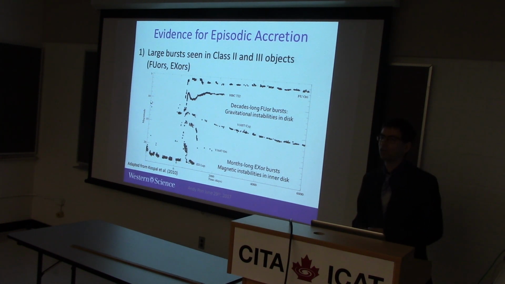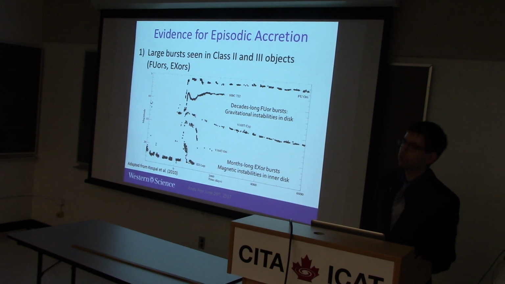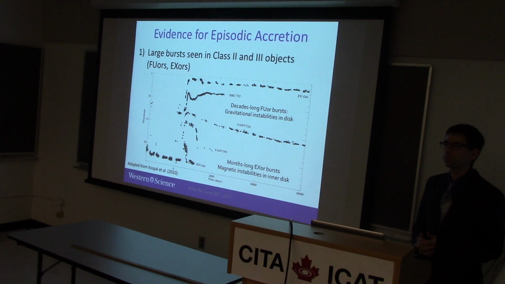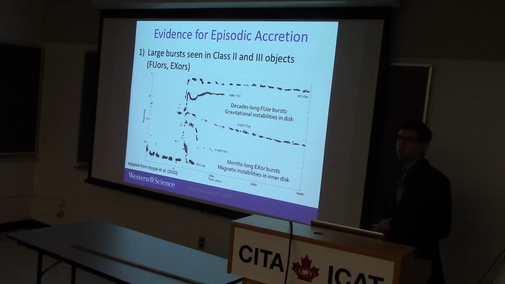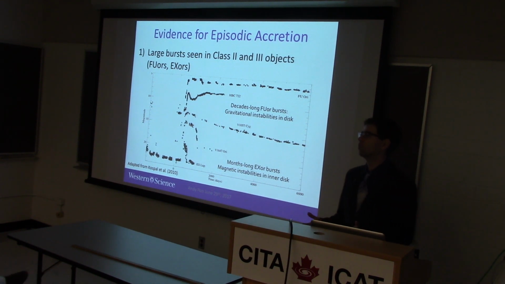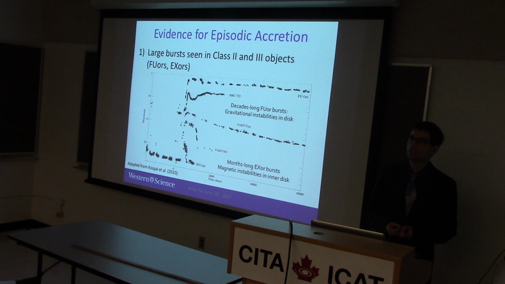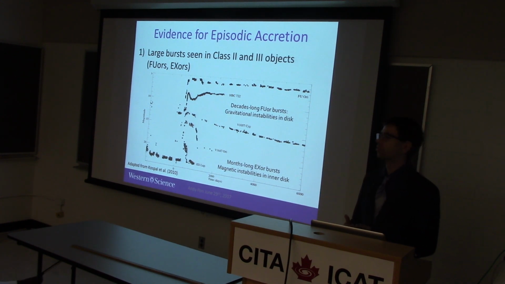For the shorter time scales, it probably has something to do with more the inner disks, so potentially magnetic instabilities for those objects. However, the class 2 and class 3 objects are objects that have already gained the majority of their mass. These are objects that are just accreting the last little bits of their mass. And so we'd like to know more about what's happening in the earlier stages when the stars are still gaining most of their mass.